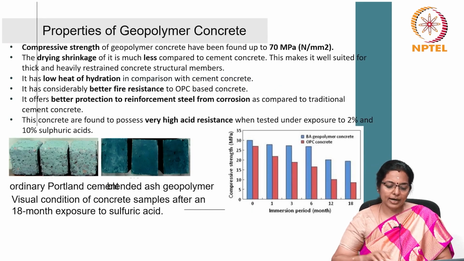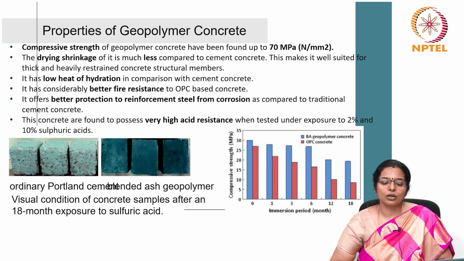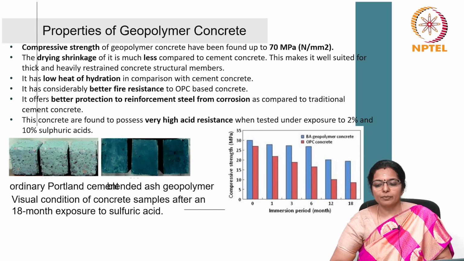Let us now look at the properties of geopolymer concrete. Now, the compressive strength of geopolymer concrete has been found to be up to 70 megapascals, newtons per millimeter square. The drying shrinkage of it is much less compared to cement concrete. This makes it very well suited to thick and heavily restrained concrete structural members.